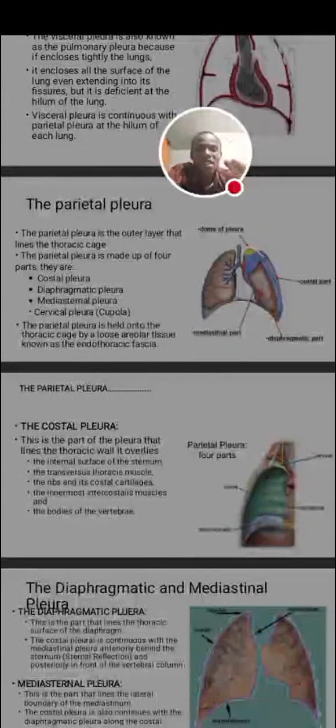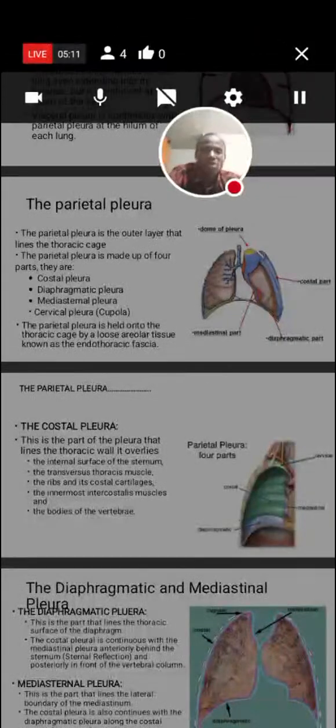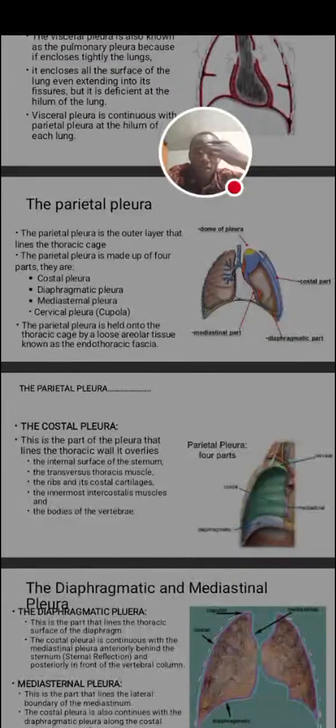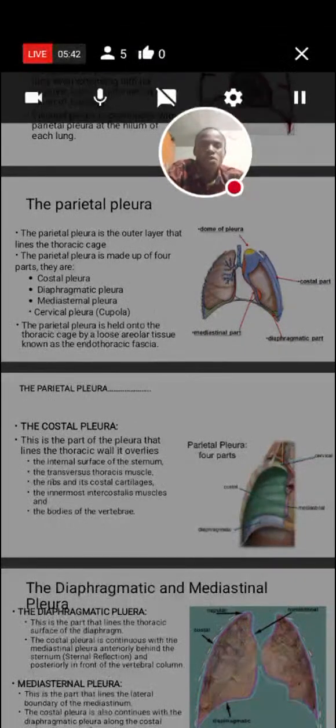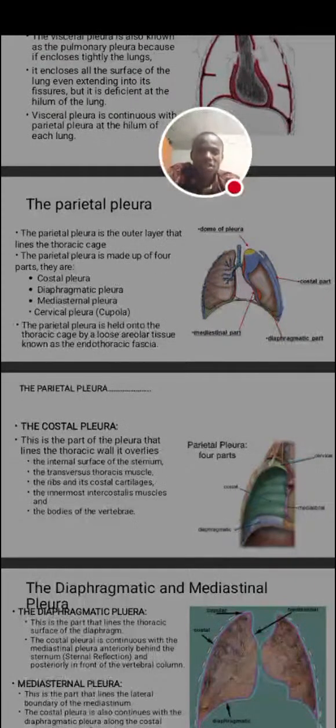The next thing is the names of the parts of the pleura. We have visceral and parietal, and the visceral is also called pulmonary pleura, whereas the parietal pleura, watch this now, has four parts, and there's a part that is called cupula. Watch this closely: the cupula is also the cervical pleura.